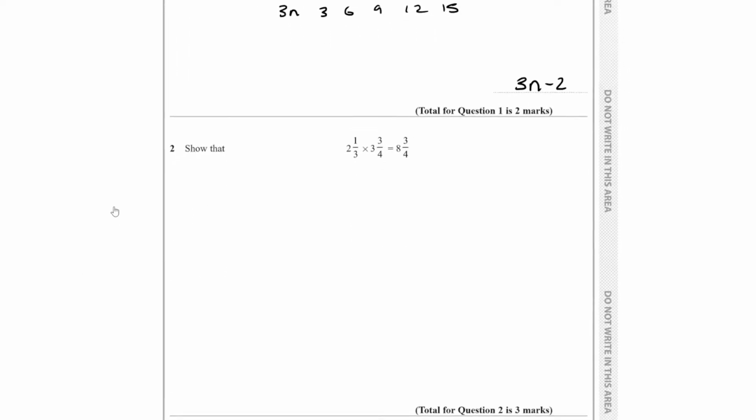Okay, we've been through quite a few non-calculators now. As you can see, there's pretty much always some kind of fractions operations question, and it's normally mixed numbers as well, isn't it? So we just need to show that 2 and 1/3 multiplied by 3 and 3/4 is equal to 8 and 3/4. At least they do give us the answer.